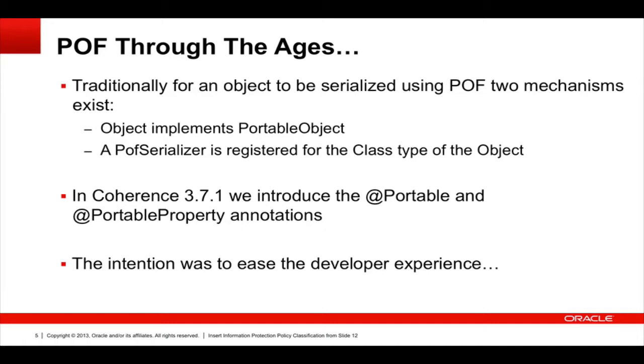In Coherence 3.7.1, we introduced a couple of annotations, namely portable and portable property. The intention of these annotations was to ease the developer experience in using POF. So, as opposed to having to implement an interface, you would simply mark the things that you wanted serialized as either portable for the classes and portable property for either the fields or the methods.